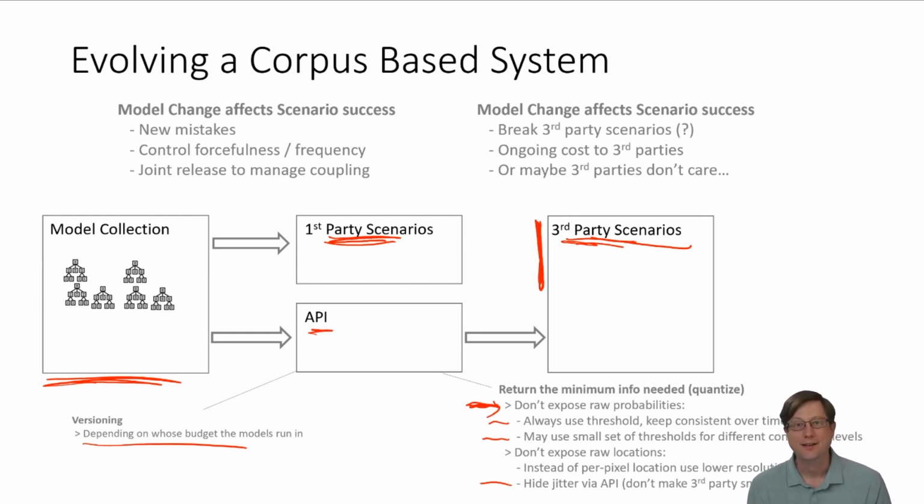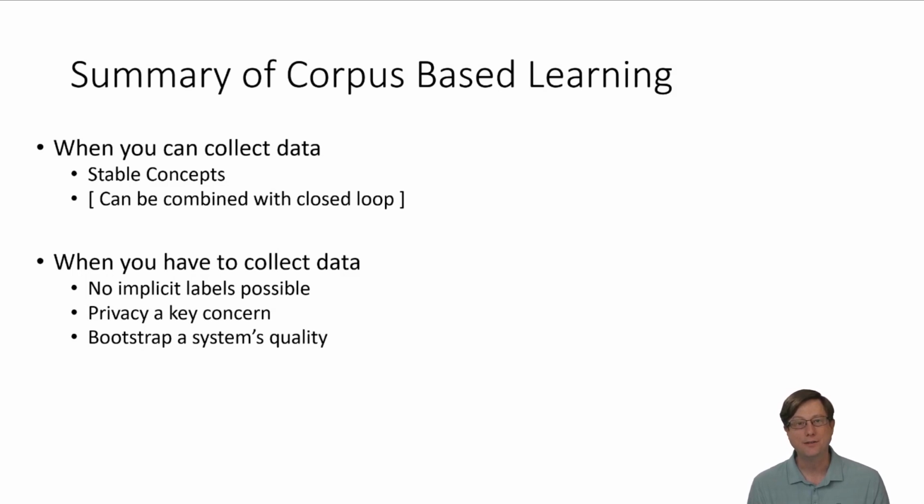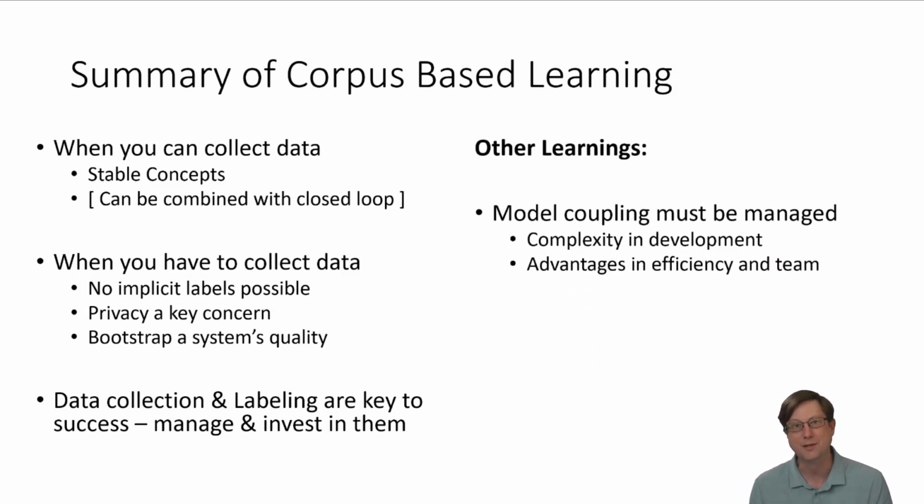All right, that's it. So we've covered a lot. Corpus-based learning. When you collect data, you can build a corpus if you have a very stable concept, or if you need to bootstrap so you can get to the point where you can do a closed loop. You might need to use a corpus-based approach when implicit labels aren't possible so you can't close the loop, when privacy is a concern, or when you need to bootstrap to a high enough quality level to get going. Data collection and labeling are keys to success in corpus-based, and you have to invest in them. They won't just happen organically. Don't tell people, go and put your labels in Excel and we'll figure it out later. You're going to have to build some tools if you're going to do something at large scale.